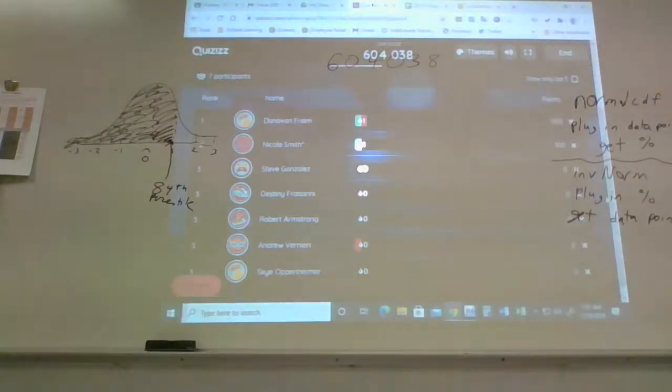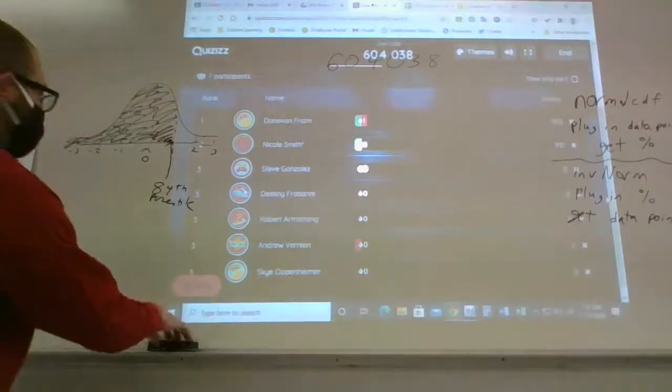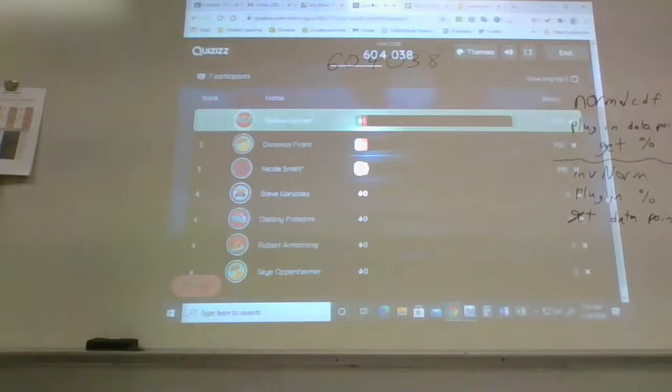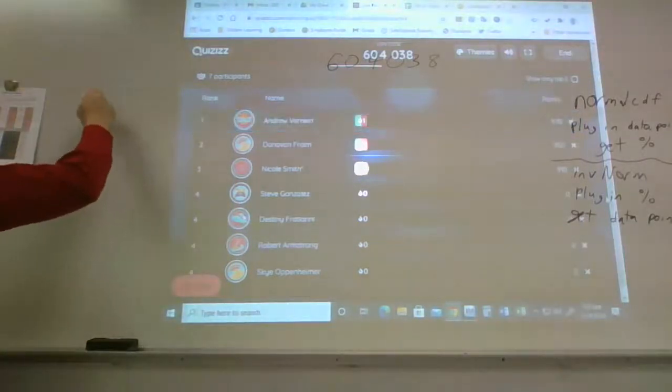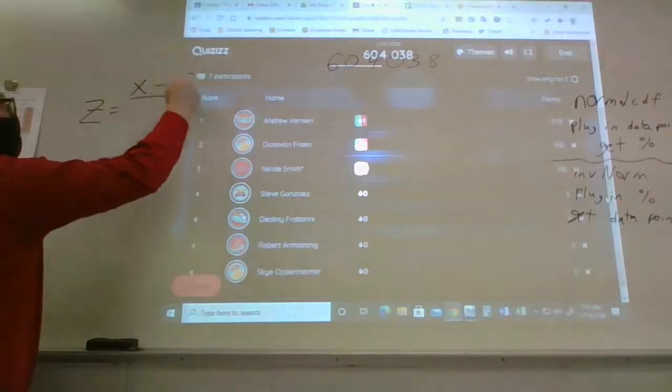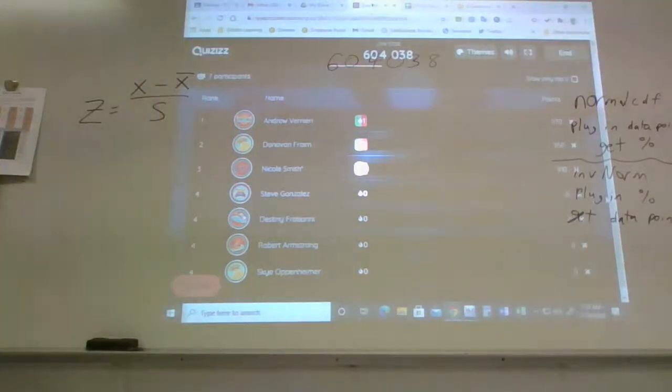For z-scores, would I use normal CDF or the inverse norm? It depends on what the question's asking. Keep in mind that the calculation of a z-score is equal to that formula. So some problems you might need that. Let's see what problem this is. What is the z-score? That is the z-score formula.